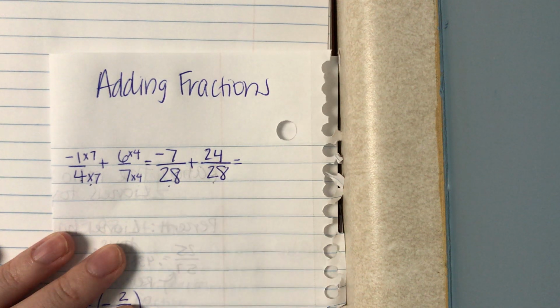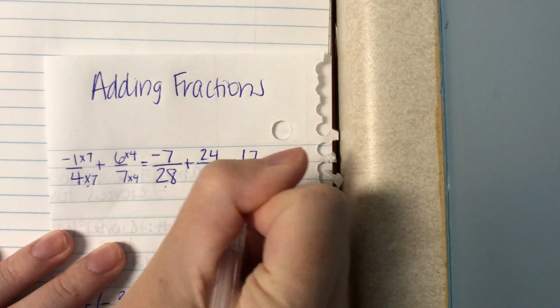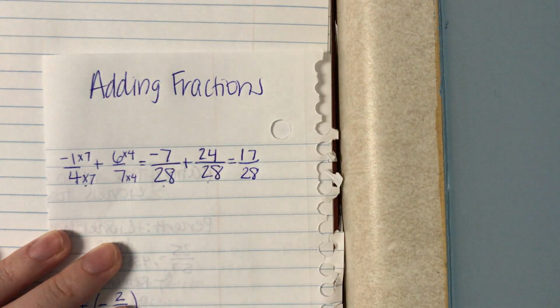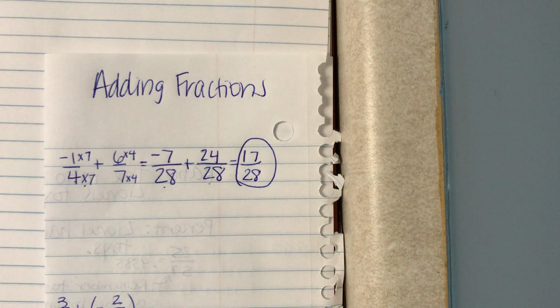So if you're confident, go for it. If you're not sure, this is kind of like 24 minus 7. So -7 plus 24 is going to give me 17. So 17 over 28, I can't simplify, so that is going to be my final answer.